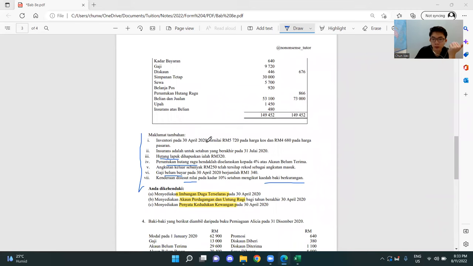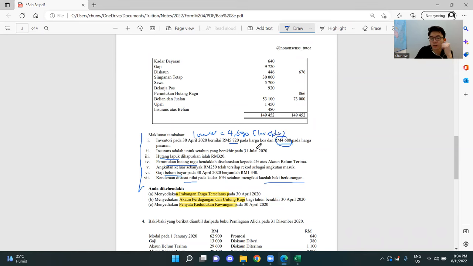So now let's read from the first maklumat tambahan. Inventory pada 30 April 2020 bernilai 5,720 pada harga kos dan 4,680 pada harga pasaran. Now, I already told you guys, we don't care about the cost atau pasaran. What we care is what? We just take the lower amount. So which one is the lower amount? Answer is 4,680. So this 4,680 will be our inventory akhir.